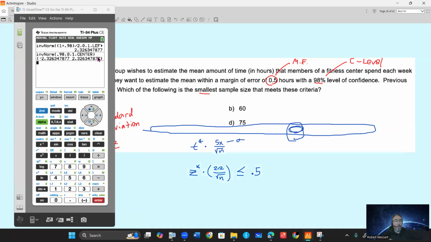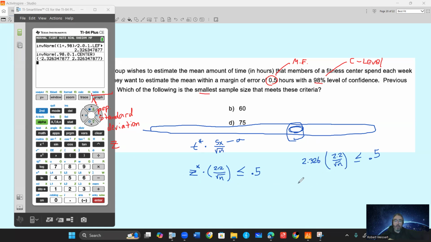So now that we have that, we can go ahead and solve. 2.326 is going to be your critical value. That's going to be your z star. And that's going to be multiplied by 2.2 divided by the square root of n, which is less than or equal to your margin of error. All right, so now you can plug your answer choices in if you want, but let me show you how to set this up in case it happens on a free response and you don't have answer choices. But feel free on your multiple choice to just plug it in.